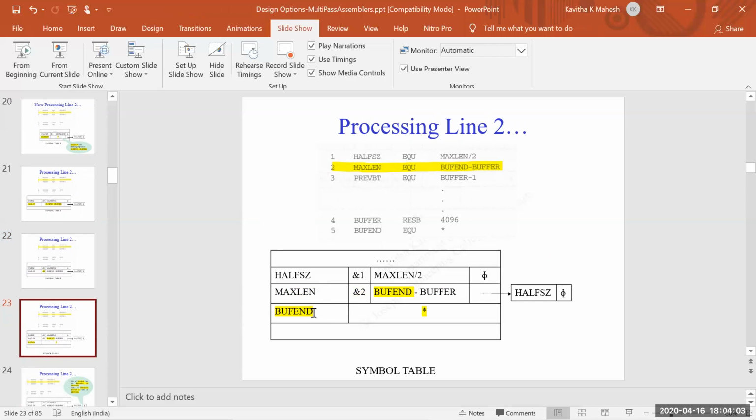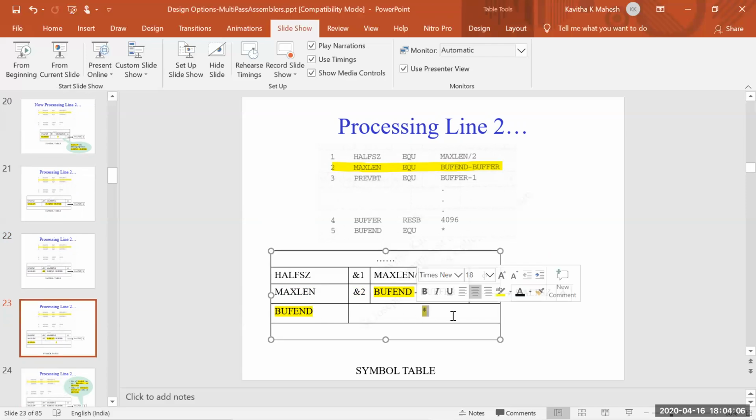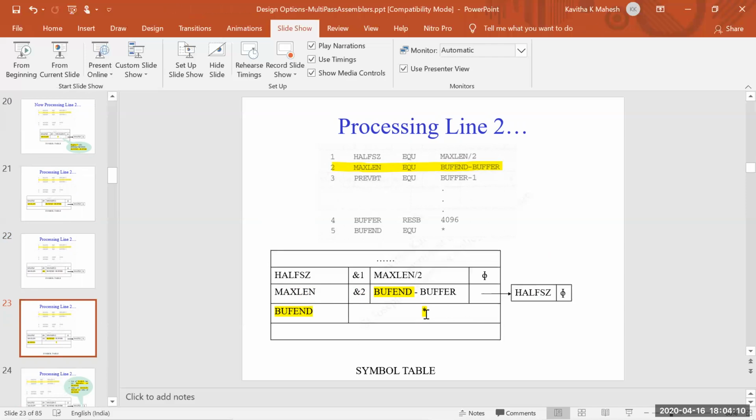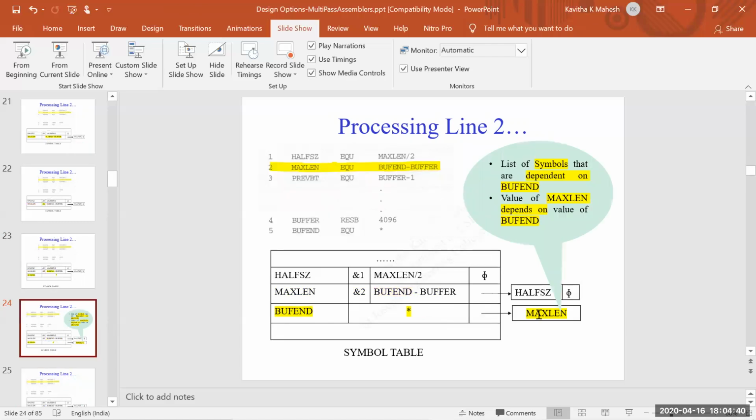I first enter buffen into the symbol table and flag it with star indicating that the value is unknown. Now, along with this, I also have to add a list of symbols that are dependent on buffen. At this point, when line 2 is processed, which are the symbols that are dependent on buffen? We have maxlen EQ buffen minus buffer. The statement says that maxlen is dependent on buffen. So the list associated with the symbol buffen should have the symbol maxlen. Okay. So we add maxlen to the list of symbols that are dependent on buffen. So in the defining expression for maxlen, we have entered buffen. Similarly, we need to enter buffer into the symbol table and flag it with star indicating that its value is unknown.